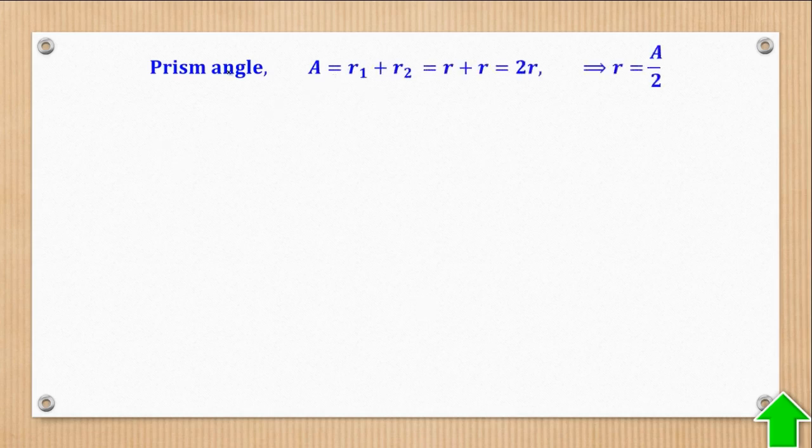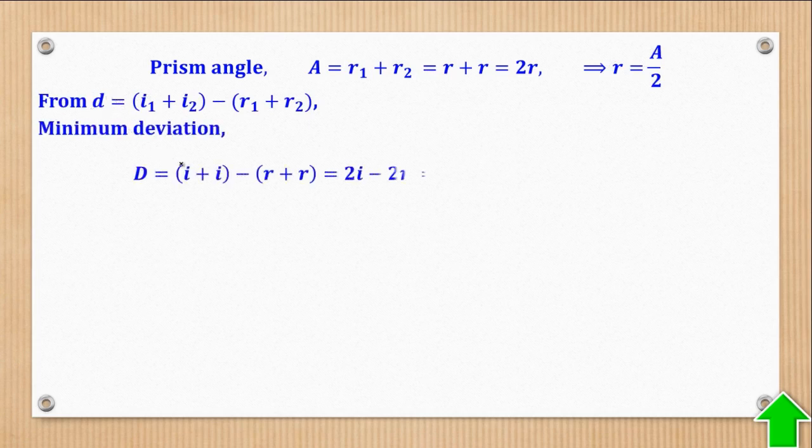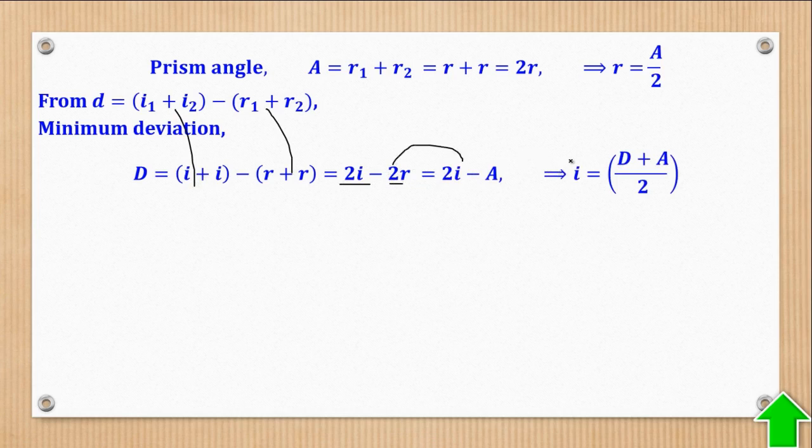So when we connect it to what we have been doing, the prism angle, remember, is R1 plus R2, so in this case it will be 2R, implying that R is equal to A over 2. Then from the formula for deviation, minimum deviation capital D will be I plus I minus R plus R, which is 2I minus 2R, which is the same as 2I minus A, implying that I is equal to (D plus A) over 2. Here you can also say 2 in brackets I minus R, it is also okay. But just because I wanted to make I the subject, I is equal to (D plus A) over 2, and R is A over 2.